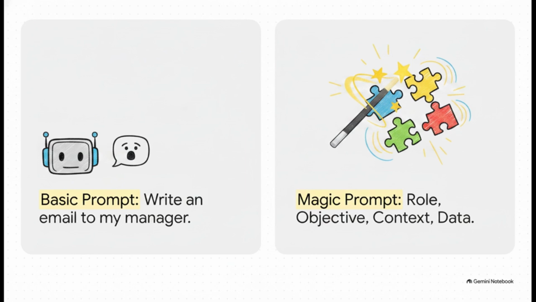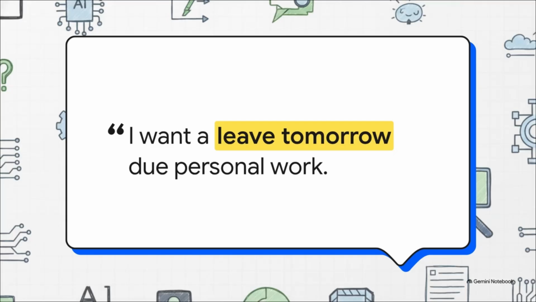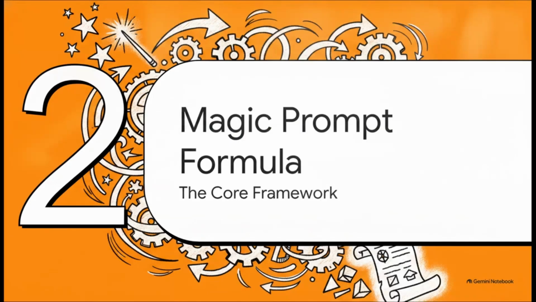Now, contrast that with the magic prompt framework we're exploring today, which requires 4 very specific puzzle pieces: role, objective, context, and data. When you just throw a basic command at the AI, you are guaranteeing a very basic, bare minimum response. I mean, what does that basic prompt actually get you? It spits out something super robotic like, I want to leave tomorrow due to personal work. Well, is there anything grammatically wrong with it? No. But is it convincing? Absolutely not. It's completely devoid of any nuance or persuasion. It's definitely not convincing your boss. If we want high-level, human-sounding outputs, we have to fundamentally change the input. So, how do we do that?